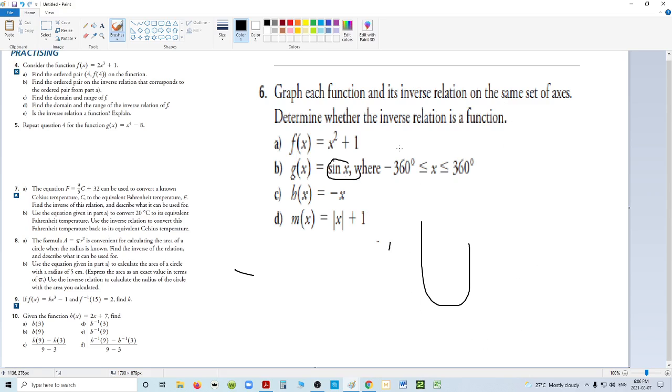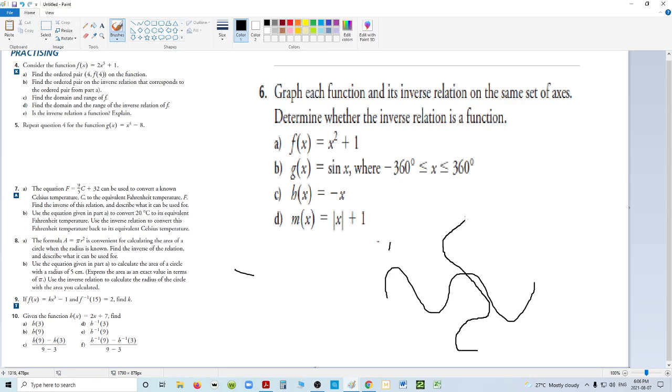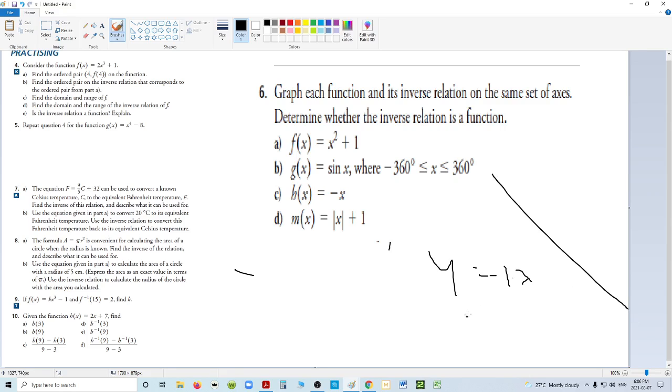What's this one? Sine of x, and it goes between minus 360 and 360. So it's going to look like that. It's only going to have 2 periods. What's the inverse going to look like? It's going to look like that. And it was not a function. What is this? This is a line. It's y = -1x, essentially. So that means it's a line going down, and the inverse will be a line going that way. And both are functions. So just know your functions.